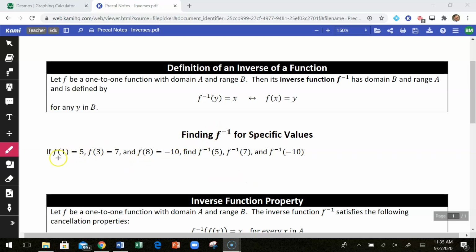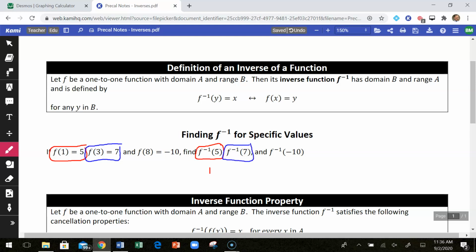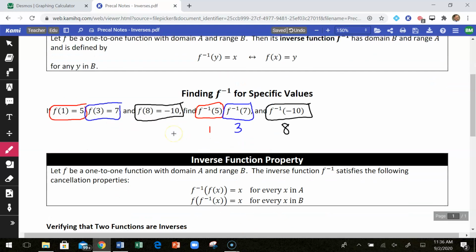If I know that a function, when evaluated at 1, gives me 5, what is the inverse function evaluated at 5? Well, the answer to that would be 1, right? So it's x and y just flipped. Similarly, if f of 3 is 7, then f inverse of 7 would be 3. And if f of 8 is negative 10, then f inverse of negative 10 would be 8. So the x's and y's are just switching between f and f inverse.